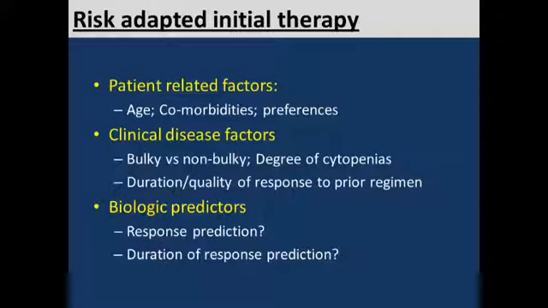So in this era of personalized medicine, can we use risk-adapted initial therapy? And I would argue we've been doing this forever in CLL, actually, because we take into account patient-related factors and disease-related factors all the time. So we never have used a one-size-fits-all approach. But can we use these biological risk factors to predict response or duration of response? And the answer is kind of. And I think it's an area of active investigation right now.